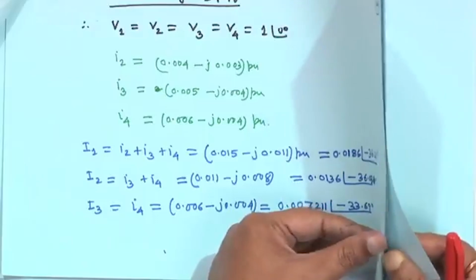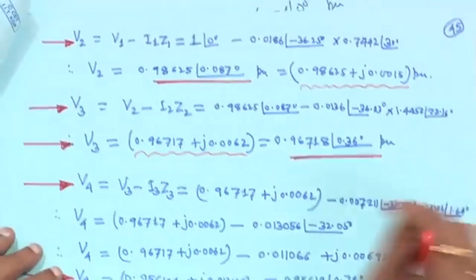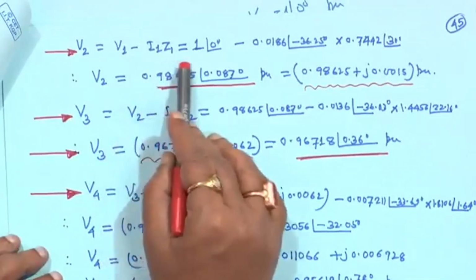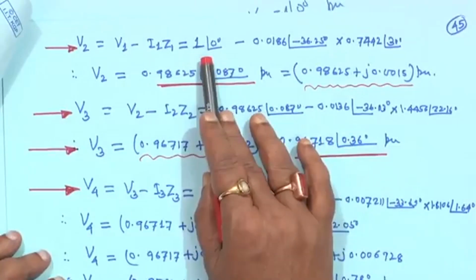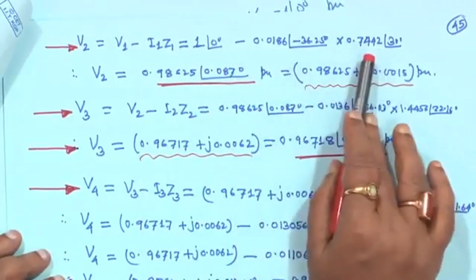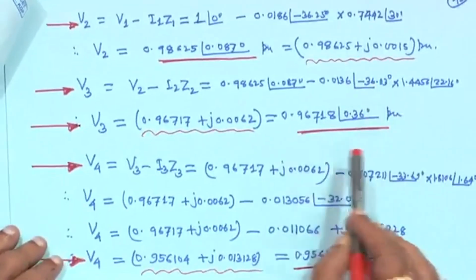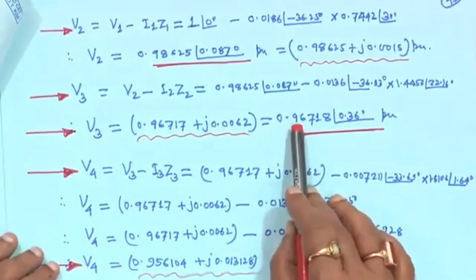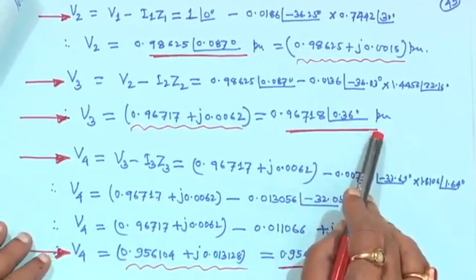Next is your V2 calculation. So, V2 is equal to V1 minus I1 Z1, with V1 being 1 angle 0 degree. You substitute the I1 value, and your Z1 also you substitute, and simplify. So, you will get V2 is equal to 0.96718 angle 0.36 degree per unit, right.